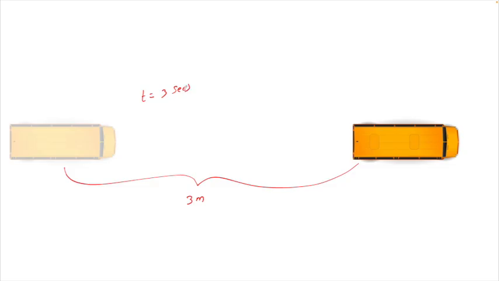So we can define this as the bus takes 3 seconds to move 3 meters, or you can say 3/3 meter per second. 3/3 you can say 1 meter per second. This is called the speed of the bus. So when the bus moves from one place to another place, if the bus takes 3 seconds to move 3 meters, you can call the speed of the bus 1 meter per second. The bus has moved at the speed of 1 meter per second.